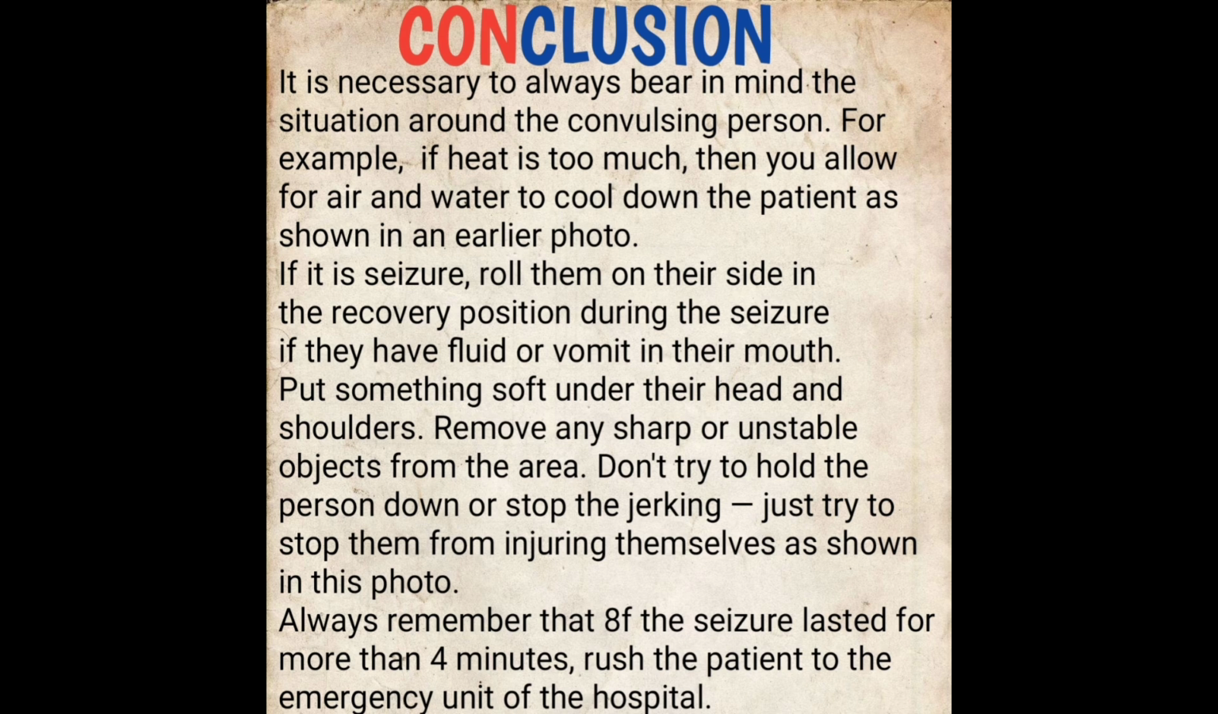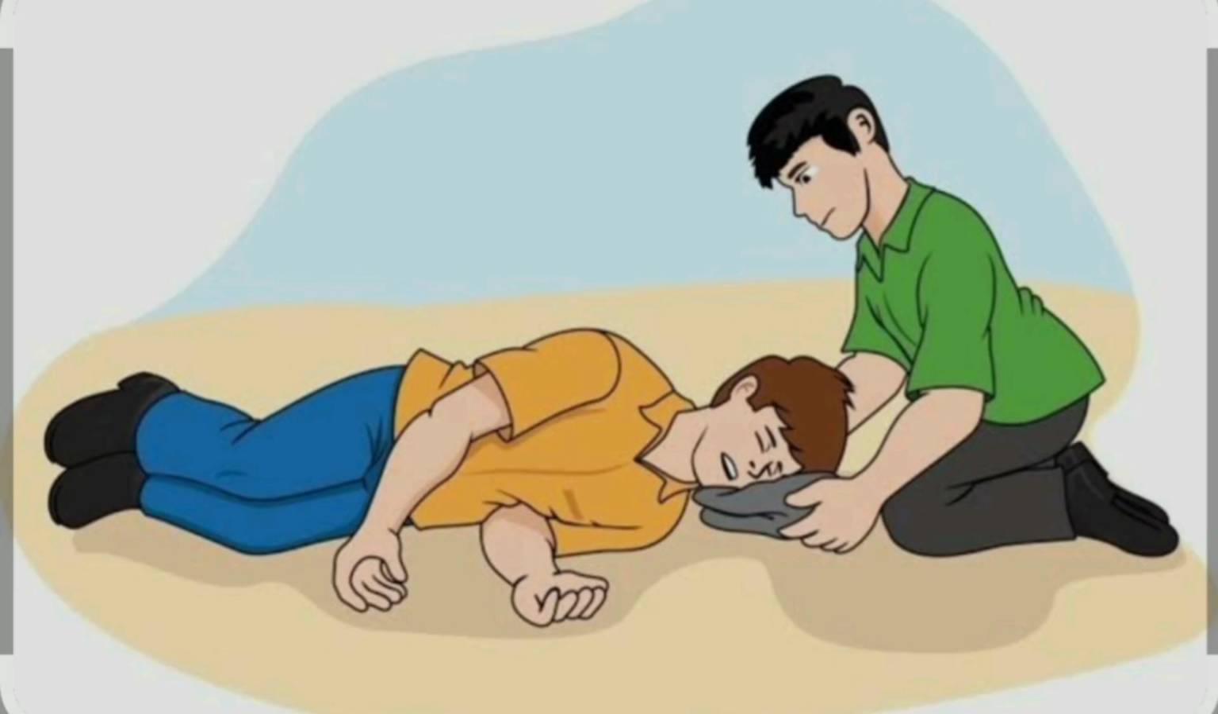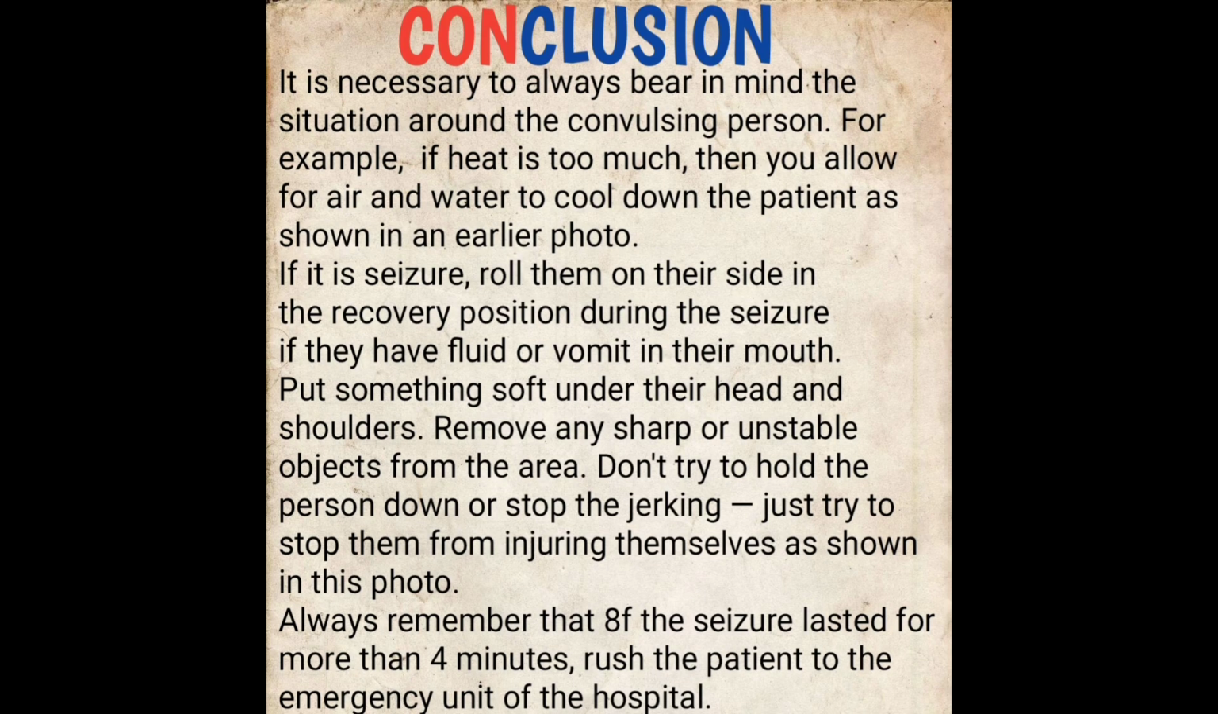If it is seizure, the person or the child will also be jerky, but better to roll them on their side in the recovery position as shown in this picture during the seizure. If they have fluid or vomit in their mouth, put something soft under their head and shoulder. Remove any sharp or unstable object from the area so that they won't hurt themselves. And don't try to hold the person down or stop the jerking. Just try to stop them from injuring themselves as shown in this photo.